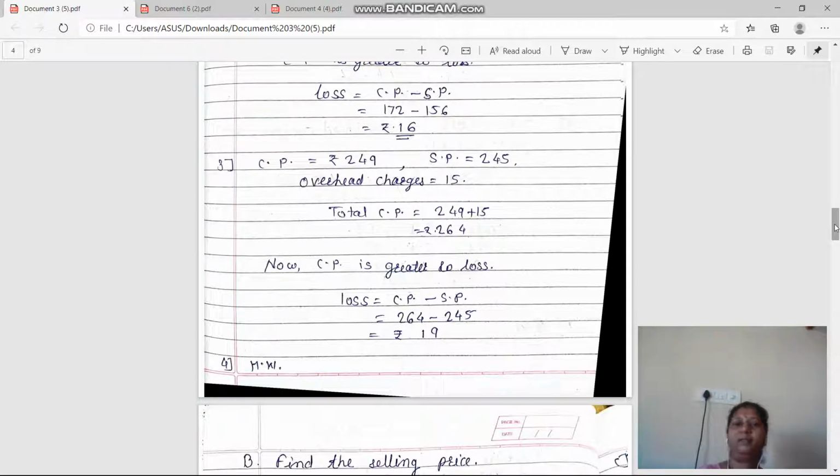Then selling price, what is the selling price? 245. Now what is the cost price? 264. What is the selling price? 245. So which is greater? Cost price, na? So it is loss. So loss is equal to 264 minus 245. We get 19 rupees. Get it? Next.